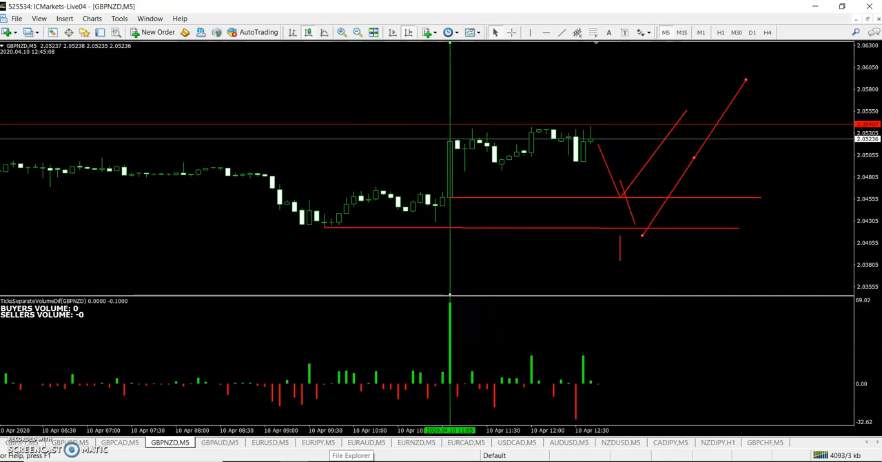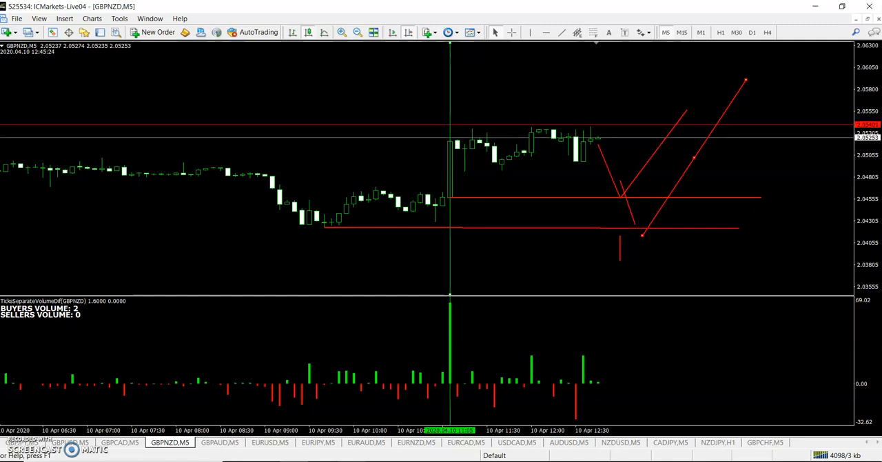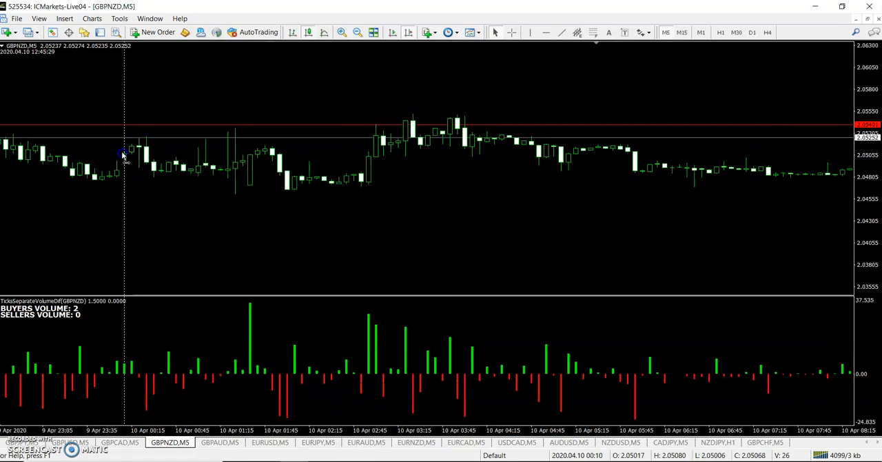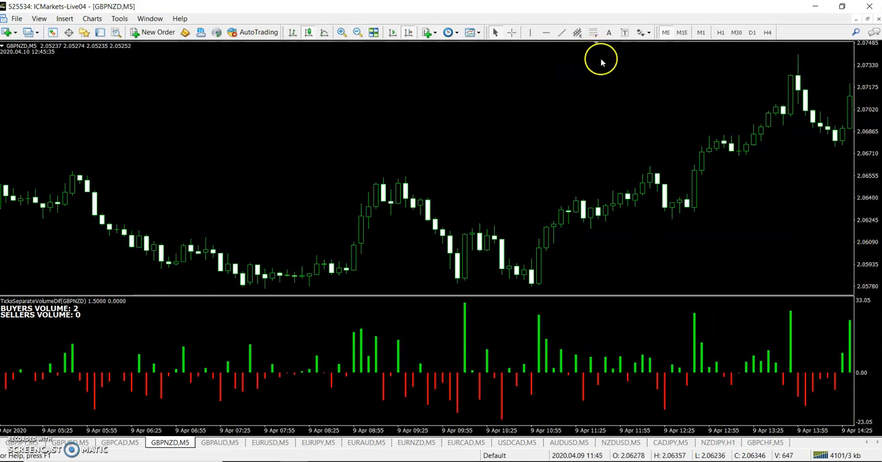So it's a very simple and easy setup when you see it. As I said, ladies and gents, it doesn't work all the time, but it works most of the time. So what you can do is go through your charts and look at these zones, and try to see exactly what happened on those particular zones. There's another zone right here that I just spotted, but just going back, there we go.